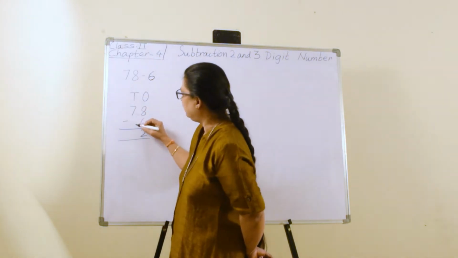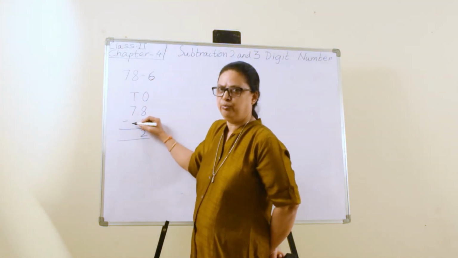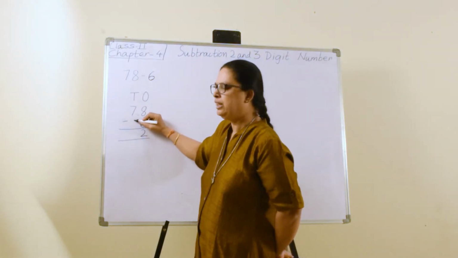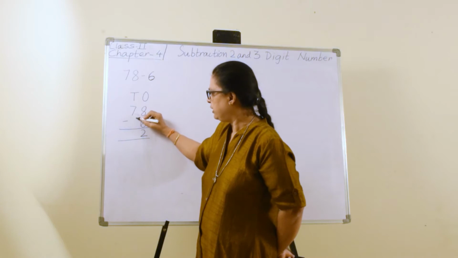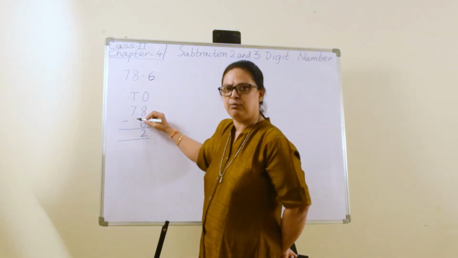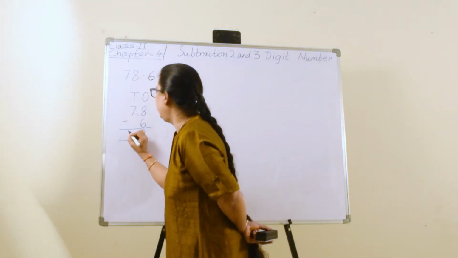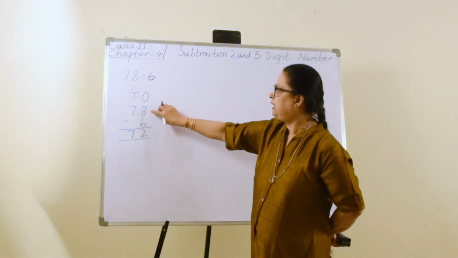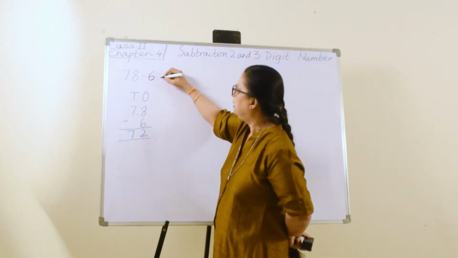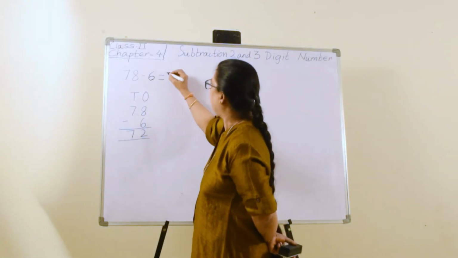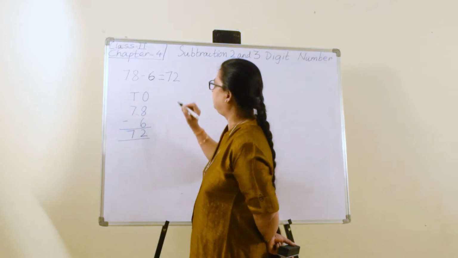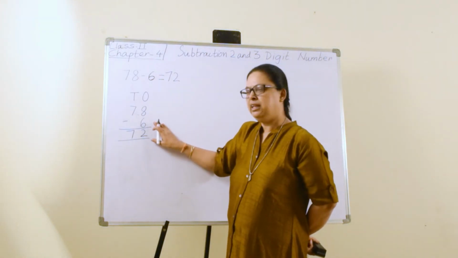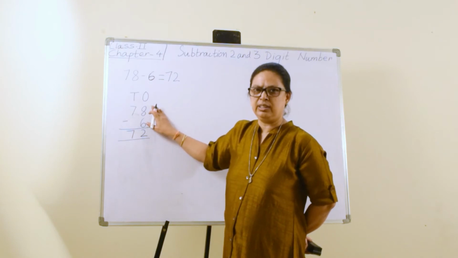Now 7, do we have any number here, children? No. So the same number we need to put down. Or even if you are getting confused, if you put a 0 over here also, 7 minus 0 is 7. We have already learned in the facts, right? So what is the difference over here? 78 minus 6 is equal to 72. Right? So this is how you would subtract a single digit number from a 2-digit number.